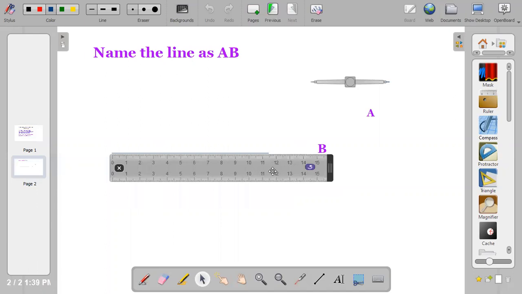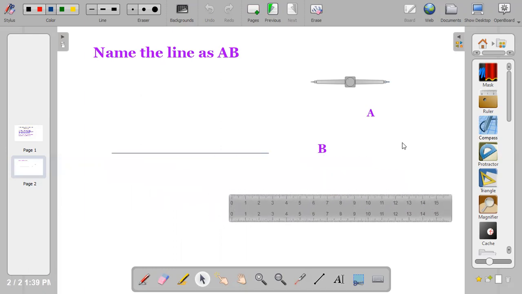115 mm, you convert it to centimeters, that gives you 11.5 cm. So measure your line 11.5 and name the line as point A and point B. So I have line AB, which is 115.